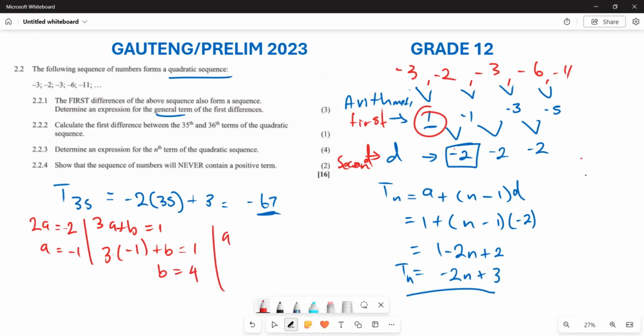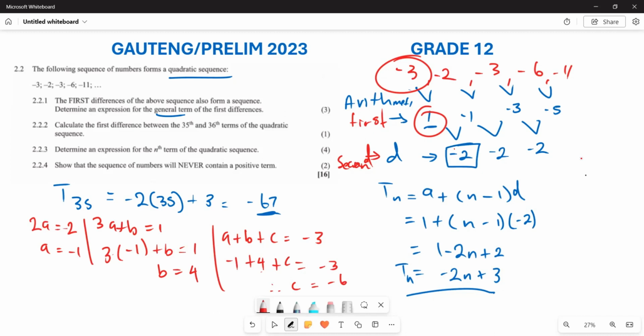Right? Then your c: a plus b plus c equals what? It is equal to your -3 here, which is the first term, right? So this is going to be -1 plus 4 plus c, which equals -3. Therefore, the value of c that you are going to find here is the same as -3 minus 3, which is -6, right? So basically, that is going to be your 2.2.3.